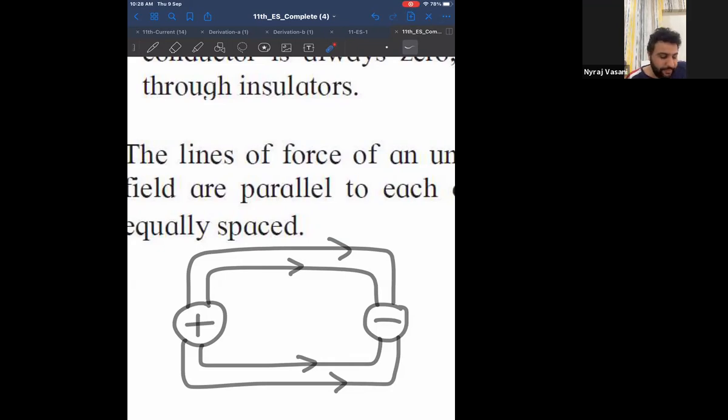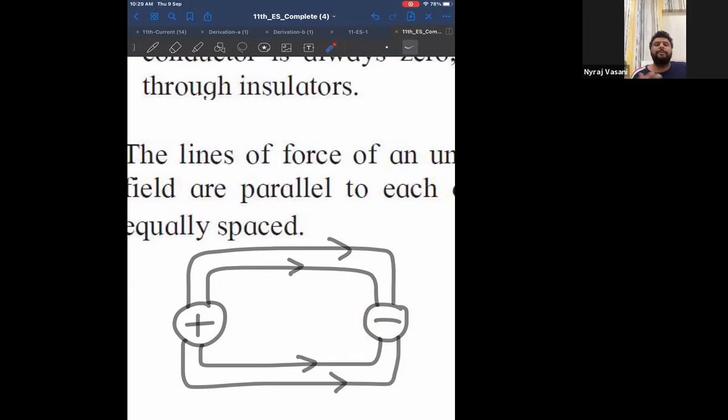Just think, if they enter, don't you think they will intersect? If electric lines of force enter inside a conductor, they'll intersect. And if they intersect, can I say they'll violate the law? What is the law? They are parallel to each other. They don't intersect. That is why they are not allowed to enter, because if they enter inside, all of them will ultimately meet.